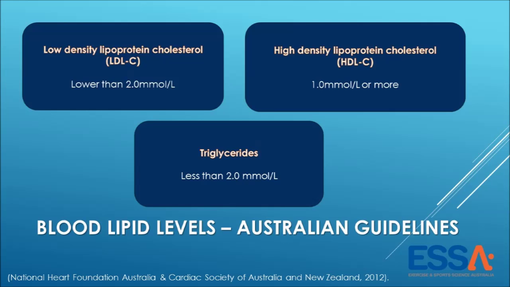However, people who are considered at high risk, such as those who have had a heart attack, should aim for LDL cholesterol levels less than 1.8 millimoles per litre. Australians should also aim for high-density lipoprotein cholesterol levels of 1 millimole per litre or more. High-density lipoprotein cholesterol is protective against cardiovascular disease, so therefore high levels are good. Australians should also aim for triglyceride levels of less than 2 millimoles per litre.